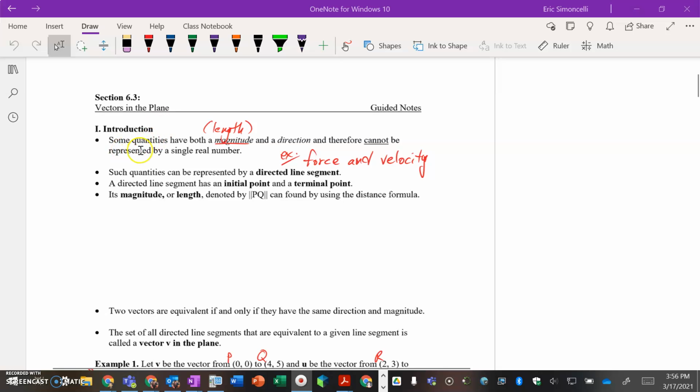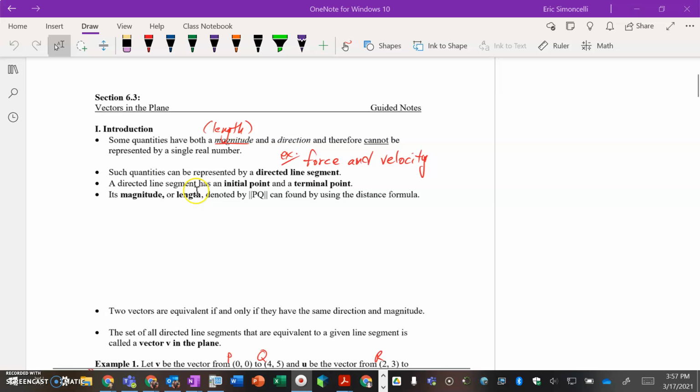Introduction. Some quantities have both a magnitude, which we're going to define as a length, and a direction, and therefore cannot be represented by a single real number. Such quantities can be represented by a directed line segment. Examples of this will be force and velocity. And we are going to use some of these ideas in the context of physics as we continue.